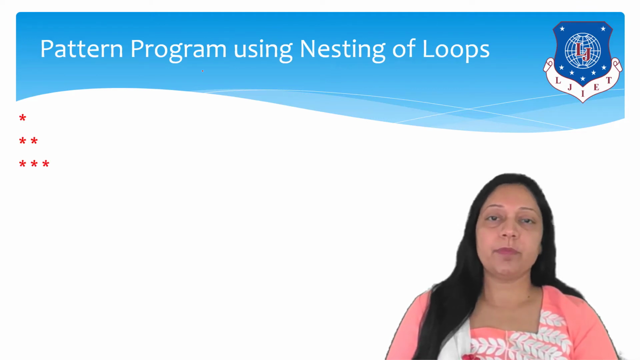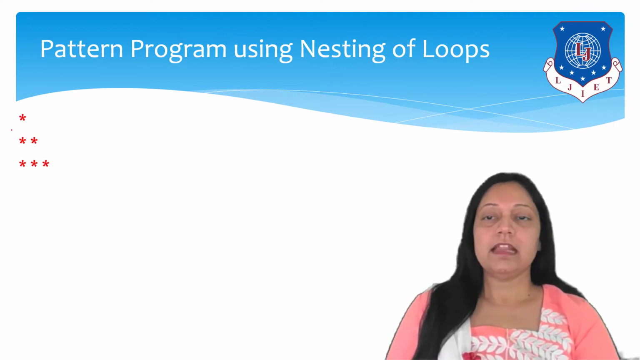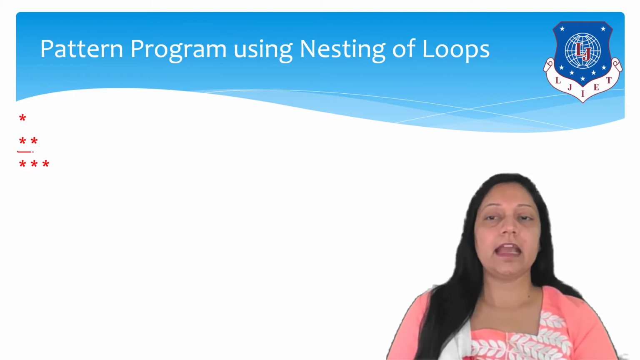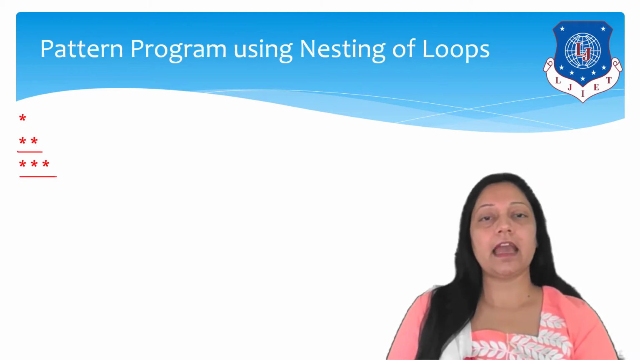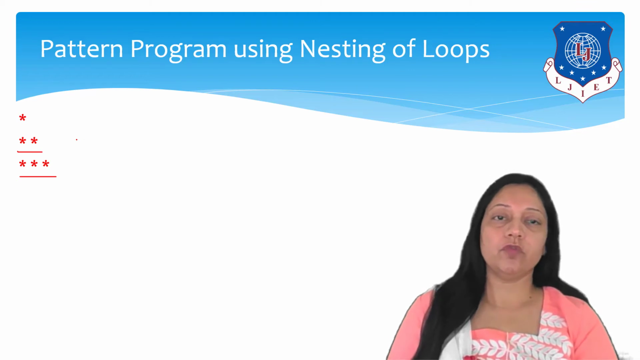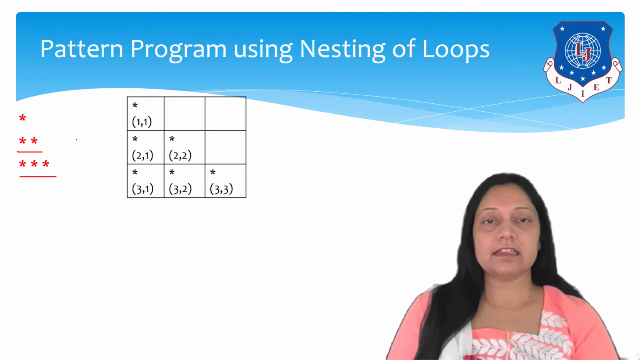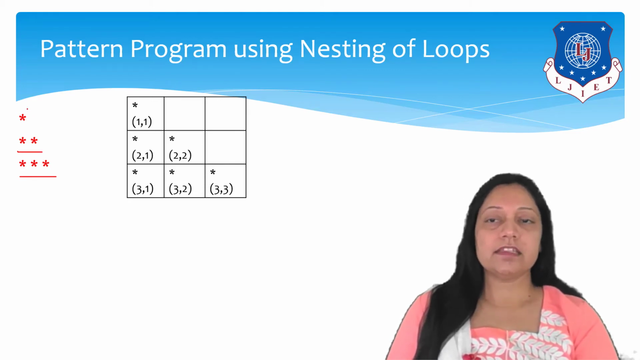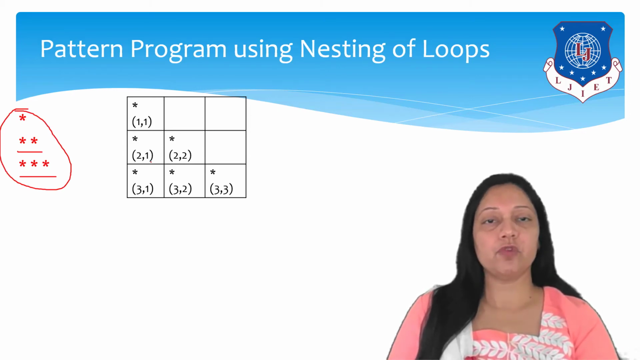Without nesting of loops, pattern display is not possible. Let's see, I want to display a pattern where in the first line I have 1 star, in the second line I have 2 stars and in the third line I have 3 stars. If you want to display this type of pattern on the screen, then we compulsorily have to go for nesting of loops. So let's understand what would be the logic and how we are going to use nesting of loops, and then we'll see the program. You can consider this particular pattern in terms of a matrix where you have rows and columns.